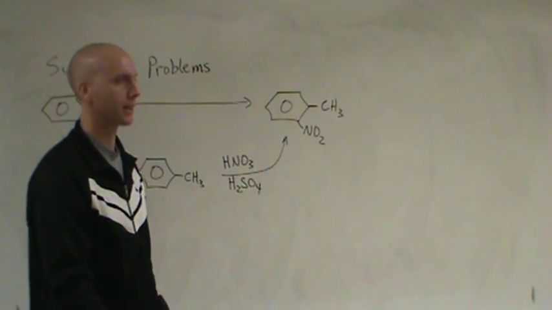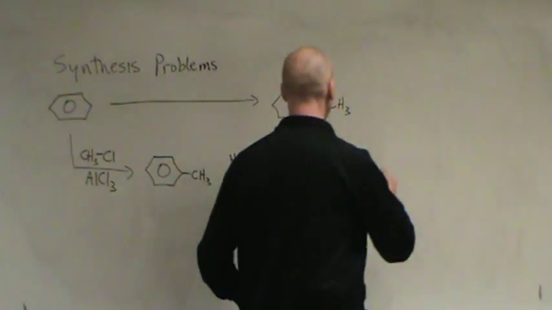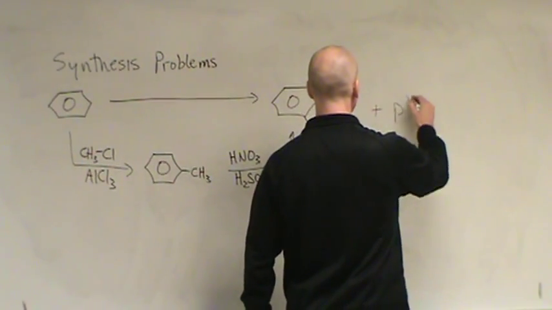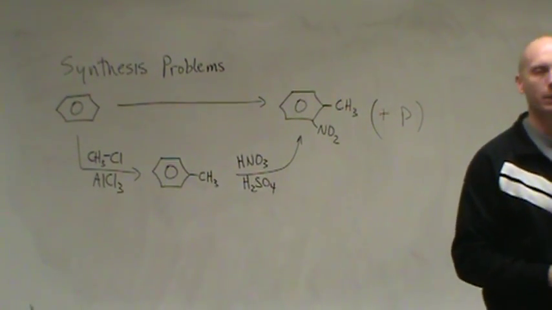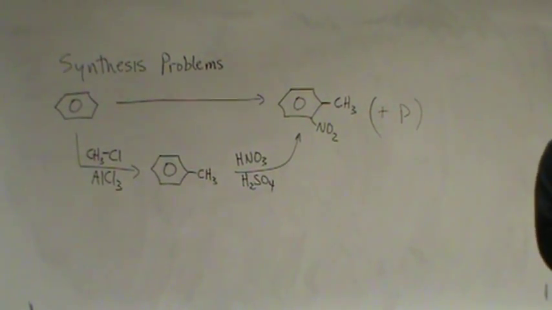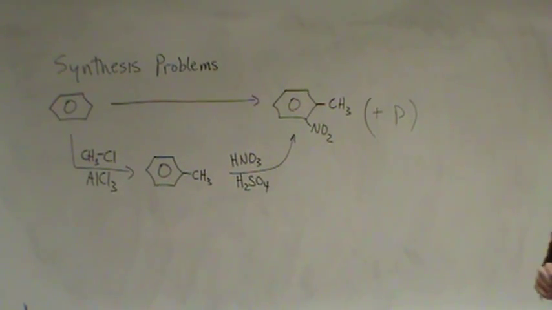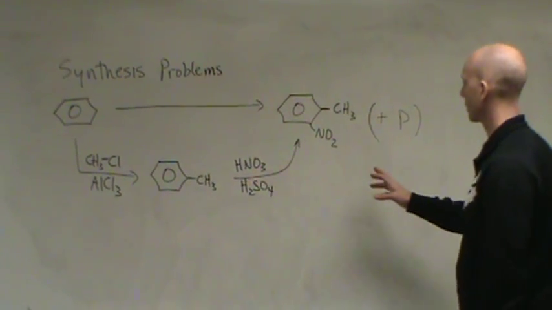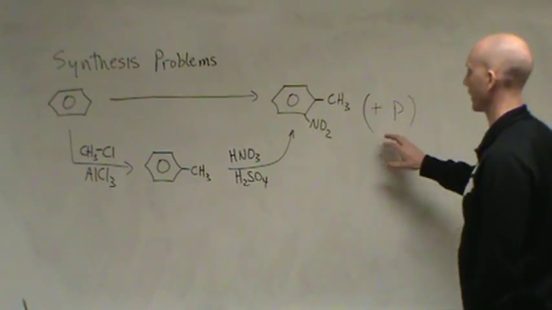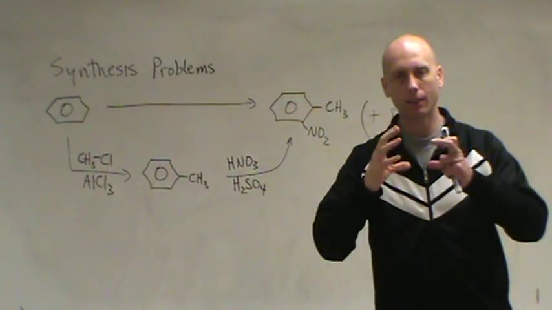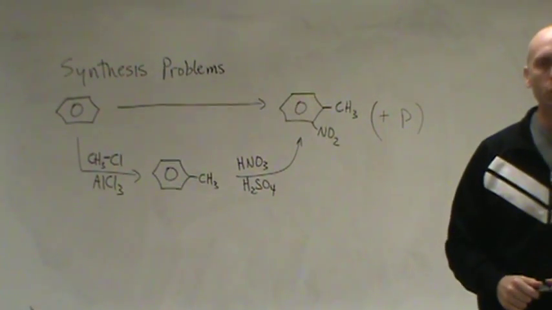You would also get the para isomer. Okay? We can't help but get that one too, but that's okay. As long as we get the ortho, that's all we care about. If this thing was on para, then we would have focused on the para product and made the ortho product insignificant.